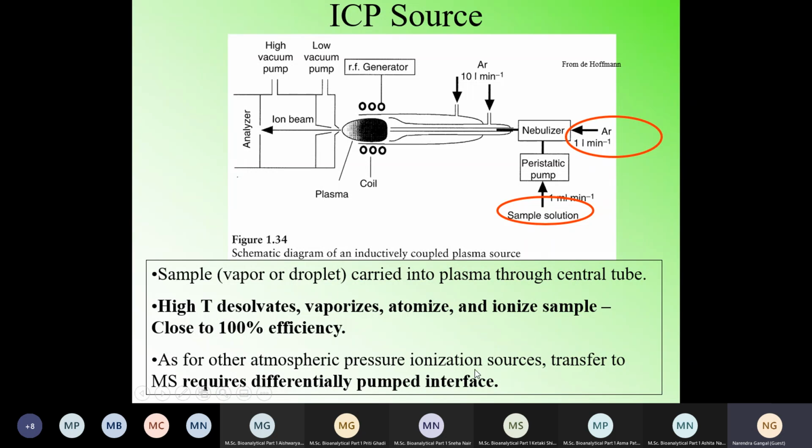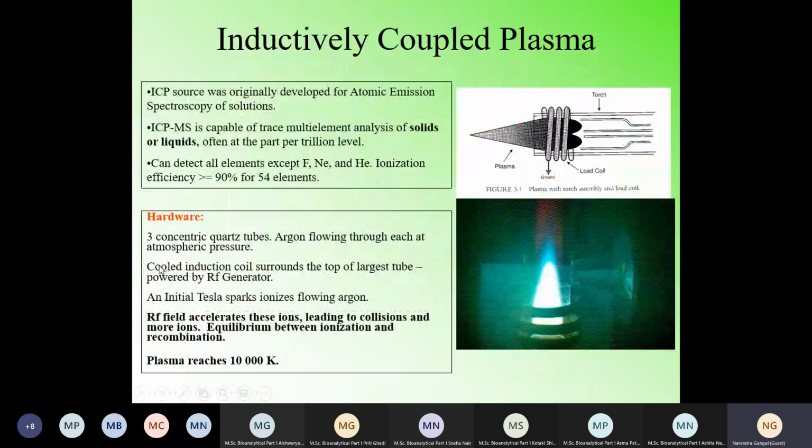For atmospheric pressure ionization sources, transfer to MS requires a differentially pumped interface. So basically there is a plasma here, there is an RF generator, and there is a continuous flow of argon. As I have shown you here, the cooled induction coil surrounds the top of the tubes. There is an initial Tesla spark which ionizes the flowing argon. As the argon is ionized, the RF field, because radio frequency waves are there, will further accelerate the ions.